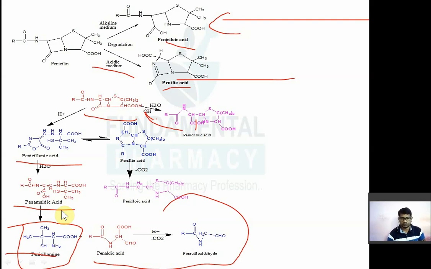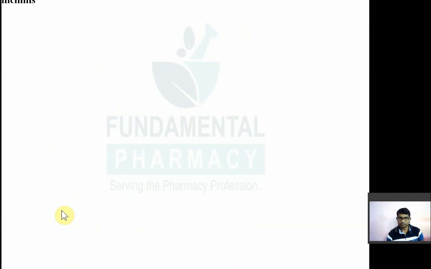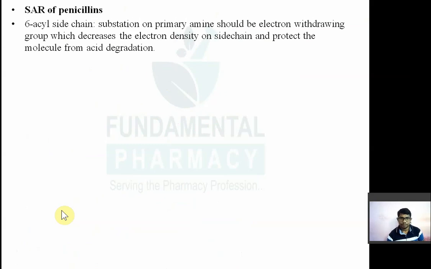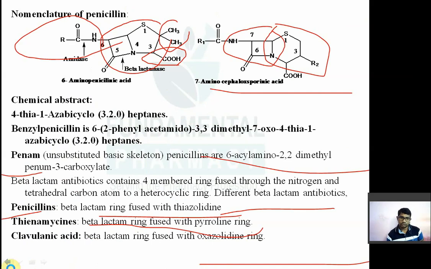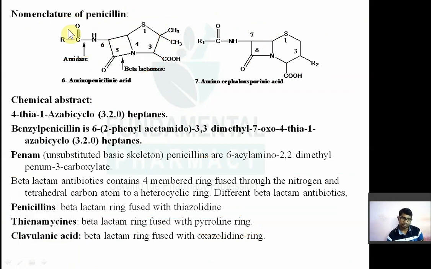If you degrade this penicillin by using basic medium, penicilloic acid will be there. The question has already come. Structure activity relationship of penicillins. So what are the different possible substitutions on the penicillins? First, where can we do substitution?